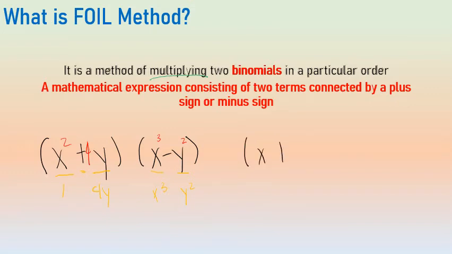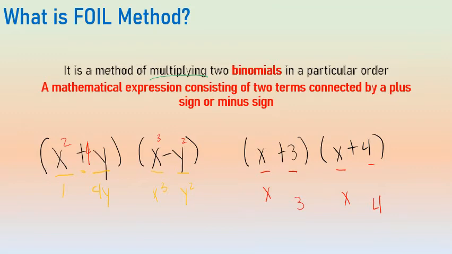So ano pa? This could also be an example of a binomial. Let's say we have x plus 3, then we have x plus 4. Isang example din yan. Wherein, meron tayong dalawang binomial. Our first, nasabi natin siya na binomial because it has two terms. One is x and one is 3. Sa pangalawa, one is x and one is 4. Okay? So, ayan. Now, kailan natin ginagamit daw si FOIL method? In multiplying two binomials. Okay?